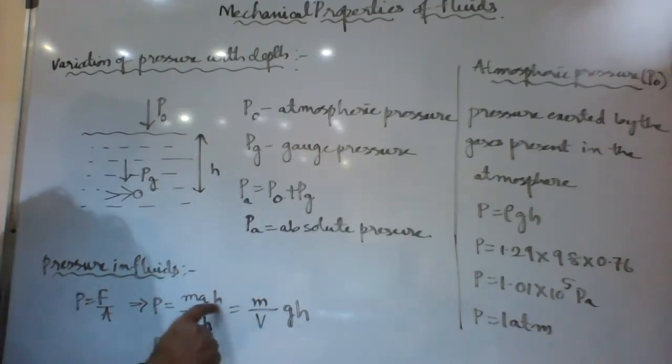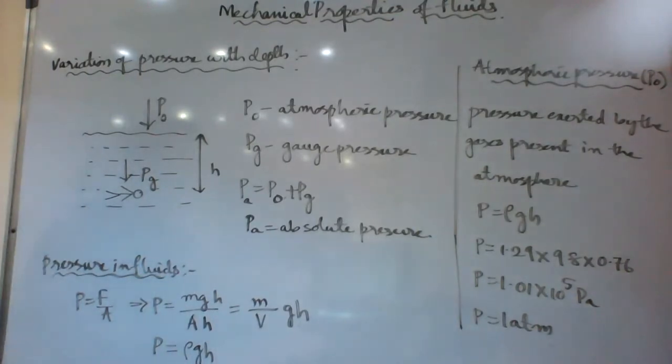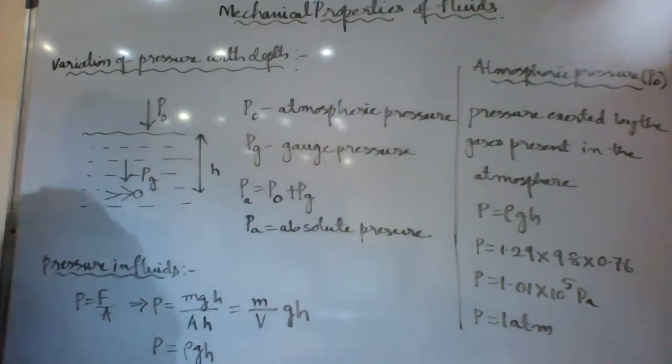After that, area into height is written as volume. So mass by volume, and gravity into height. Mass by volume is density. So the formula for pressure in fluids is P is equal to rho gh. Now we have the next concept, that is atmospheric pressure.